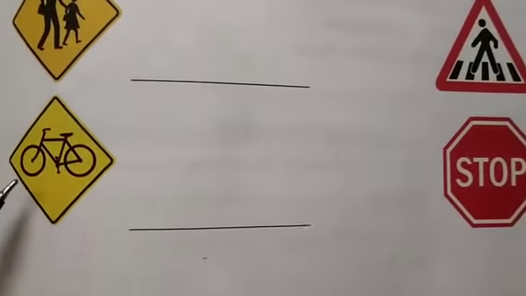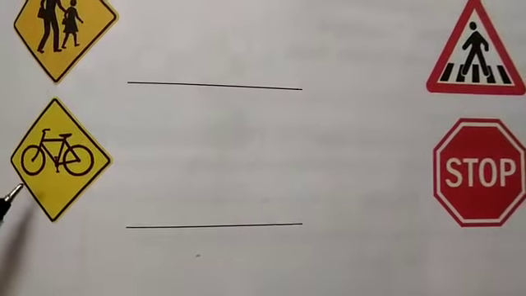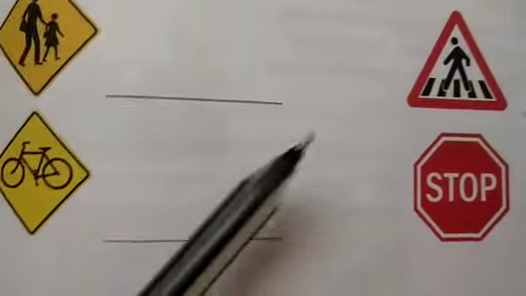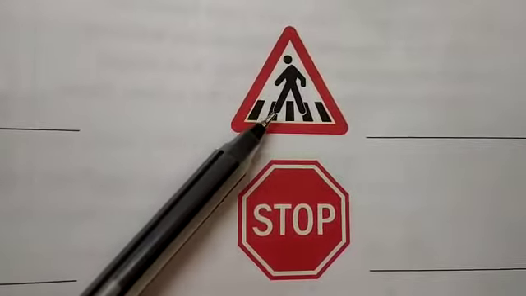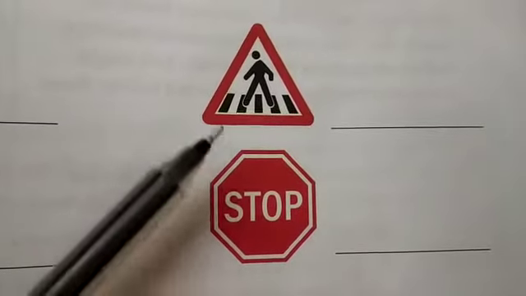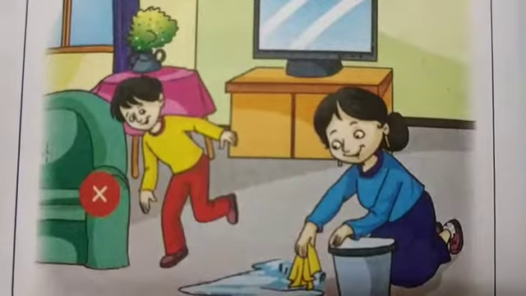Then this you can see, what is this? This is a bicycle. When crossing the road, this is the sign for the crossing of the bicycle. Then here you can see a picture. This is a zebra crossing, which is called a pedestrian crossing. When there is a stop sign, then the pedestrian should cross the road in the signal.